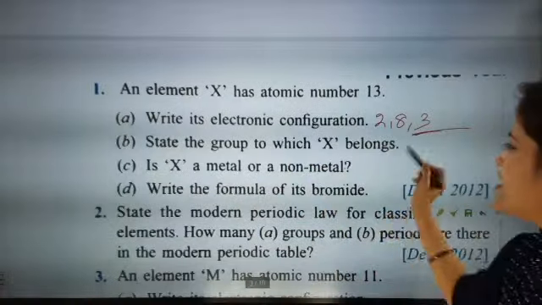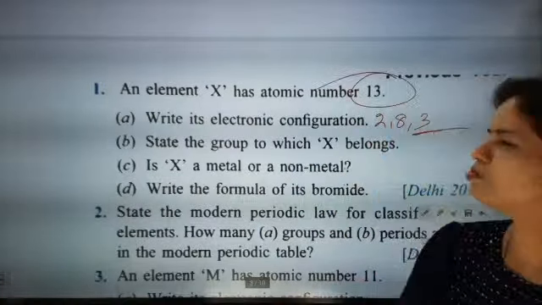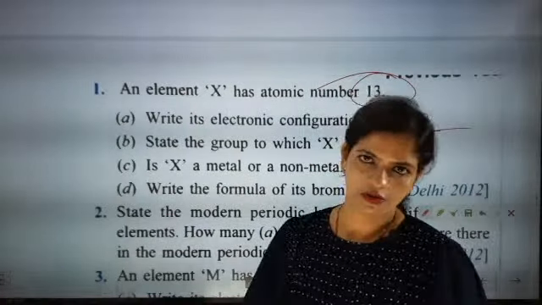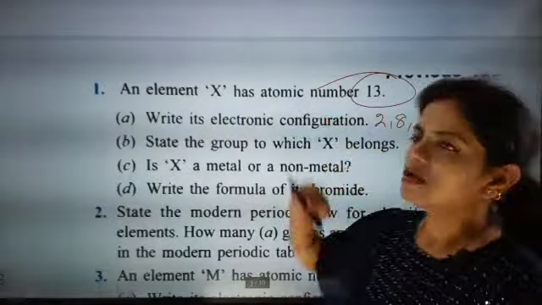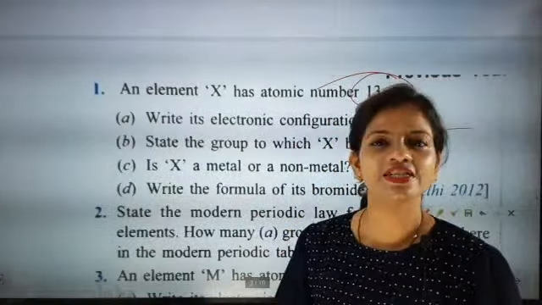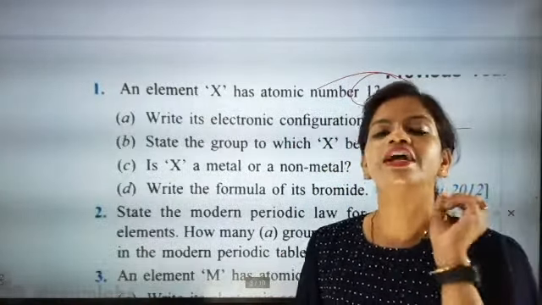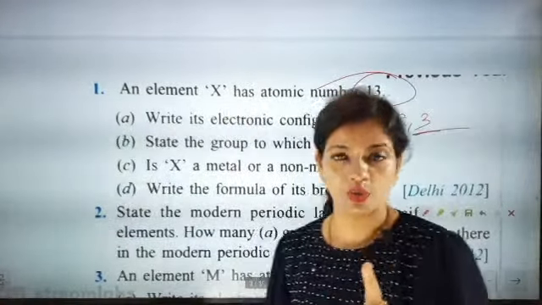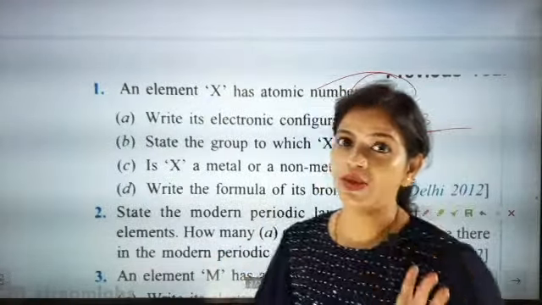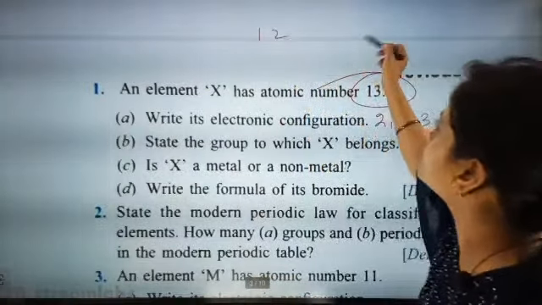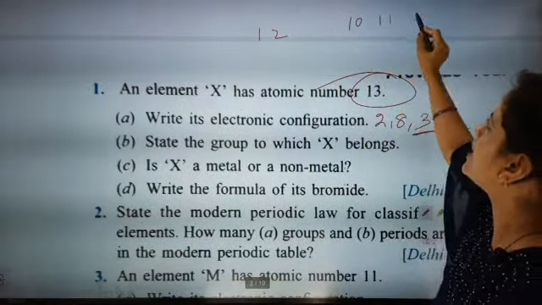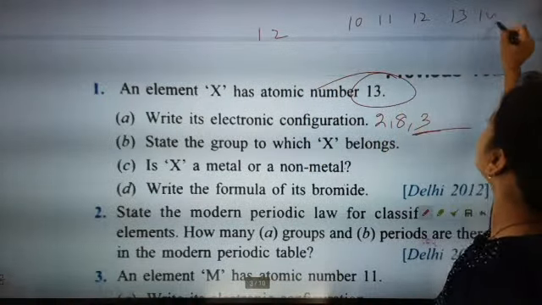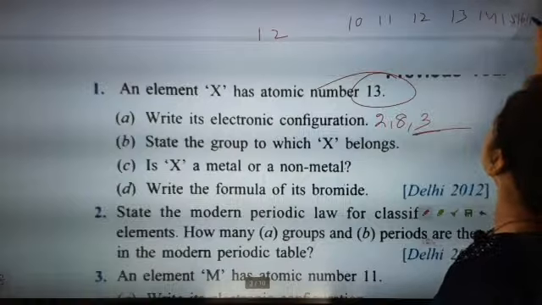State the group to which X belongs. 13th group itself. What is there to think about? See, 13th group. If nothing comes to mind in the examination, your brain will be blocked about which group it is. Then you remember the rule which I taught you in class, a very important rule about 1, 2 and after that starting from 10, 11, 12, 13, 14, 15, 16, 17, 18.